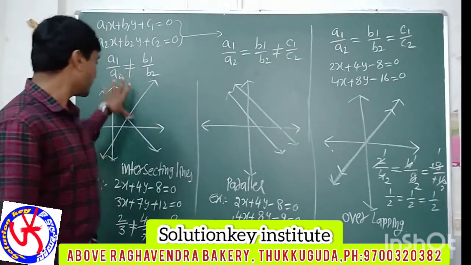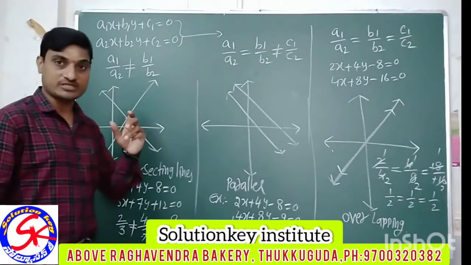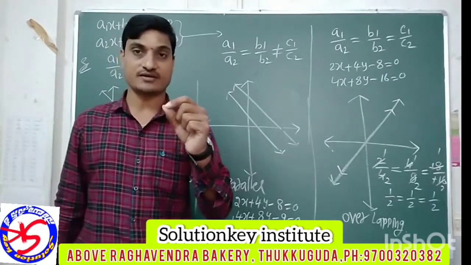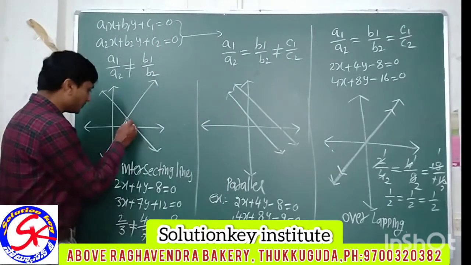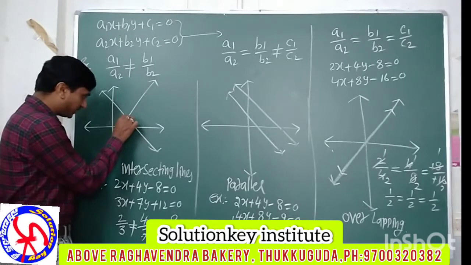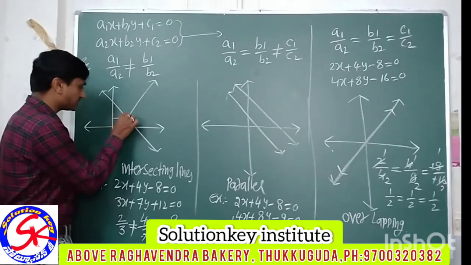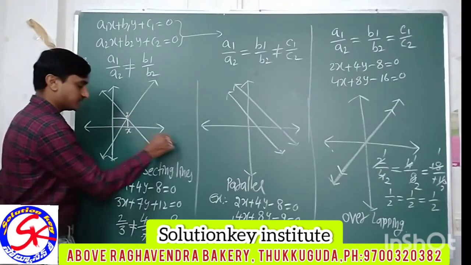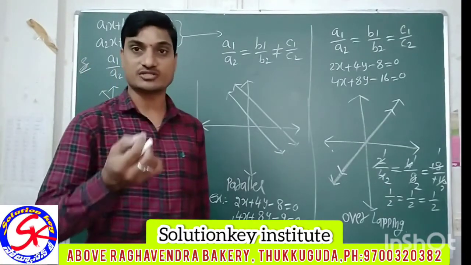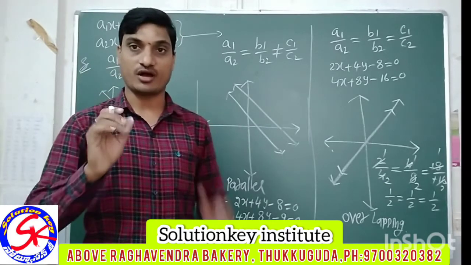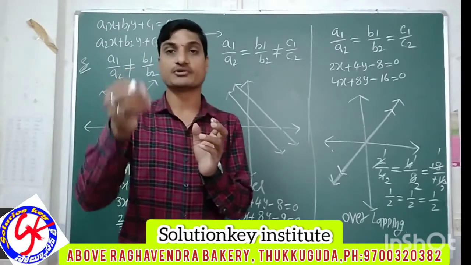So here observe once: this A1 by A2 is not equal to B1 by B2 means the two lines are intersecting lines and they intersect at a single point. Then that has only a unique solution. See this point: the distance along the x-axis is x and along the y-axis is y. Then (x, y) gives the unique solution. The graph is intersecting lines and the solution is a unique solution.